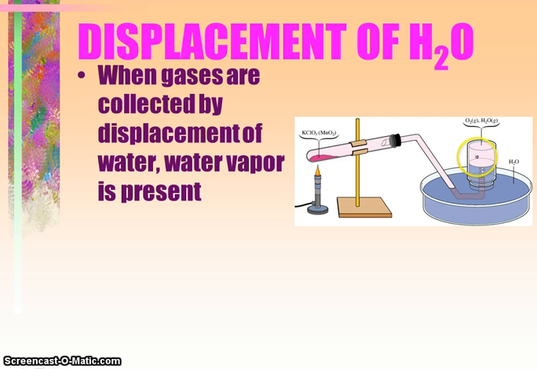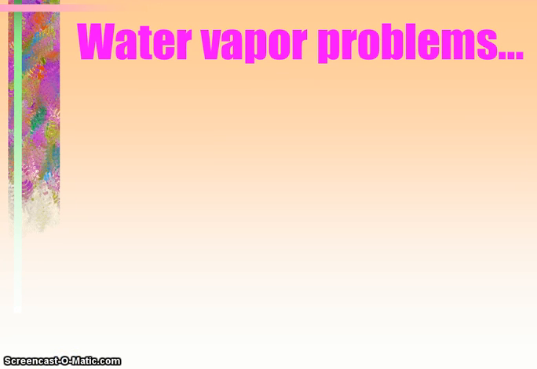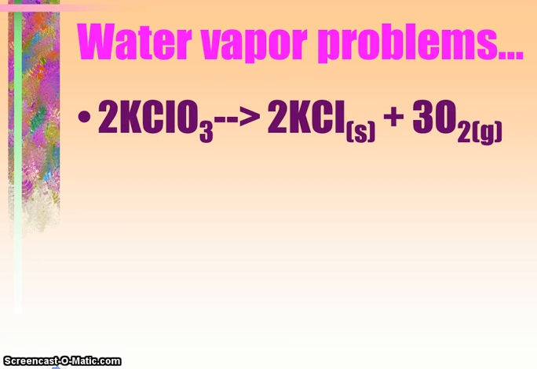But the issue is that when we measure or collect a gas by displacement of water, not only is there oxygen gas in that bubble, but there's also some water vapor. And the water vapor pressure in that bubble is dependent on the temperature of the water. The warmer the water is, the more water vapor will be present. The cooler the water is, the less water vapor will be present. So we have a problem.